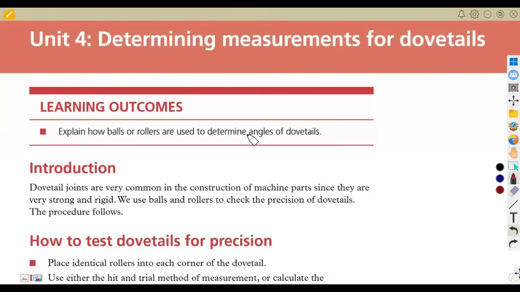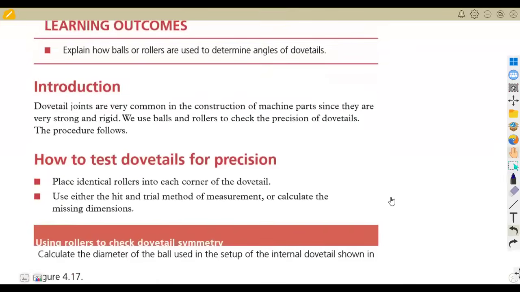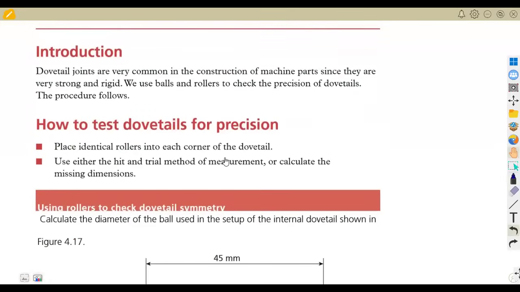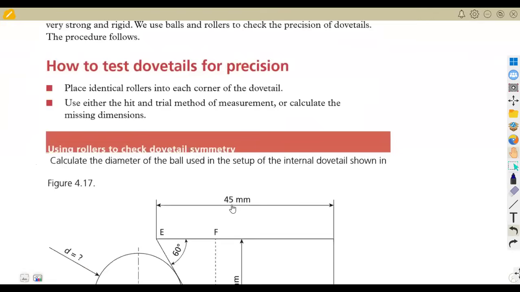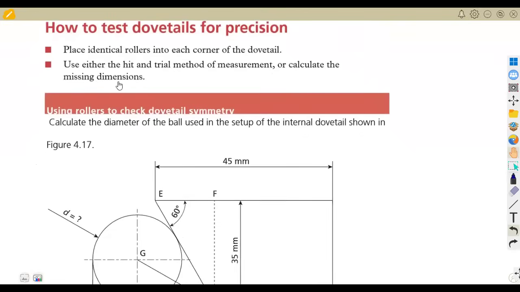So we are going to determine how these measurements can happen for dovetails. It's another part that you need to understand in your syllabus, how to determine measurements for dovetails. In this case, we are going to focus on how to test dovetails for precision. We are given, in this case, to place identical rollers into each corner of the dovetail.